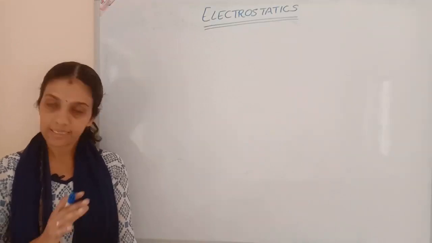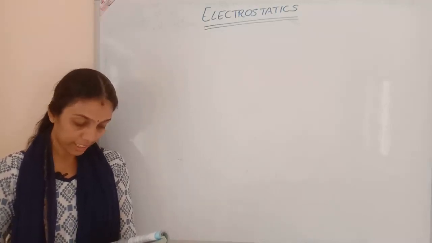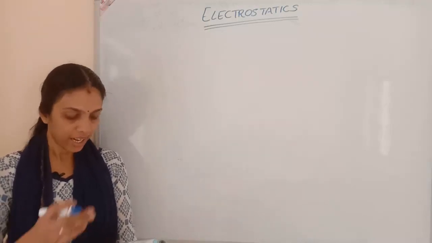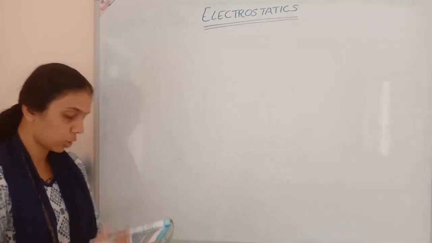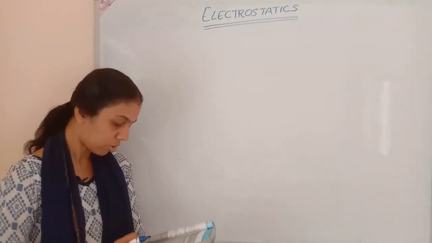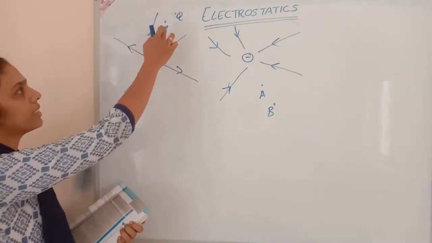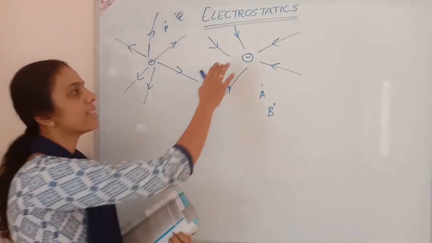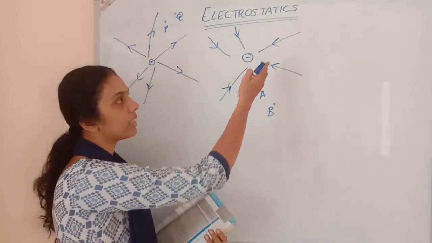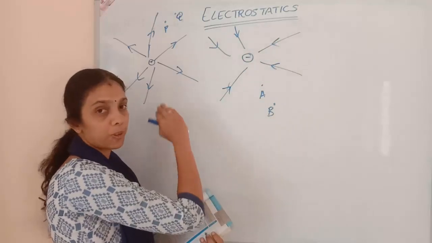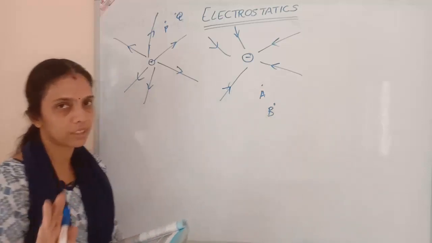Next, diagrams are given. These diagrams show the field lines of a positive point charge and a negative point charge respectively. Depending on the diagram, some questions are asked. First I will draw the diagram and then we will see the rest of the questions. So this is the diagram: here it is a positive charge and here 2 points P and Q. This is a negative charge, 2 points, so the field lines are coming towards it. The electric field lines are directed from positive to negative charge, right? So this is A and this point is B.